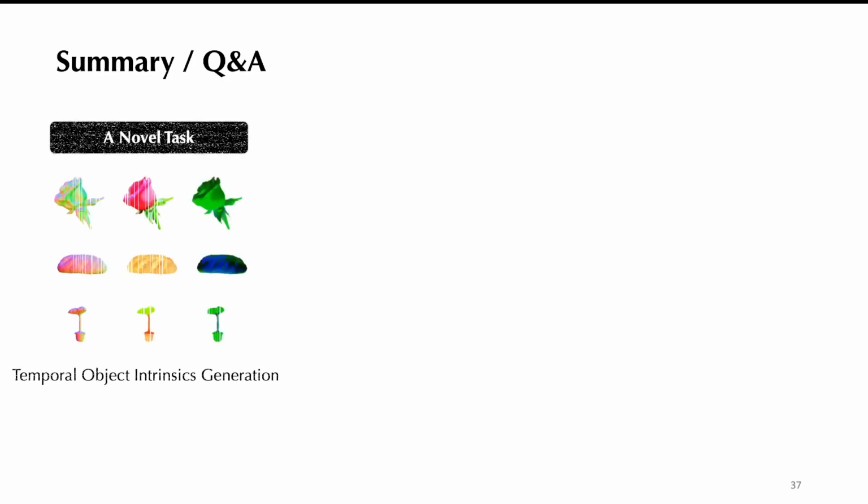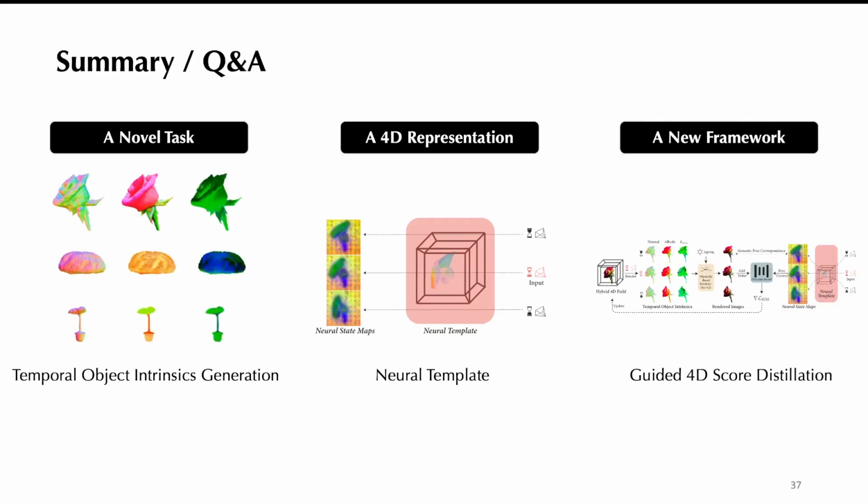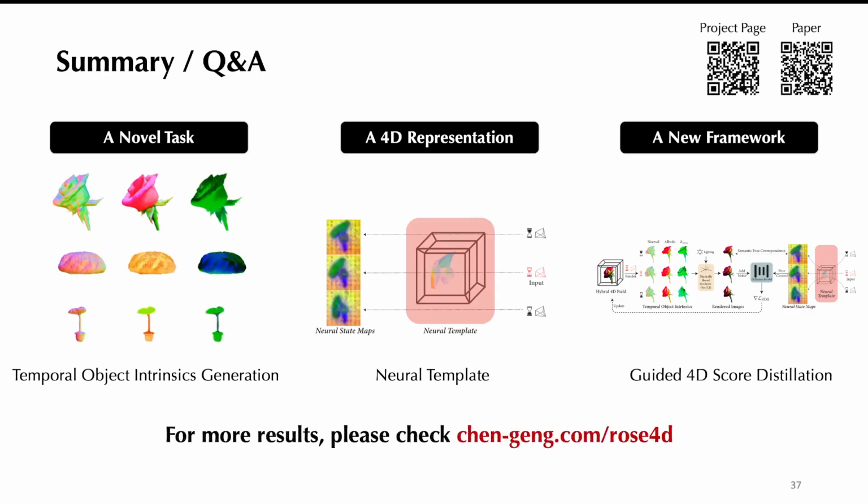So, in conclusion, in this project, we propose a new task to explore, generating temporal object intrinsics for natural phenomena. We propose a new intermediate representation, the neural template, to represent the 4D semantic changes in the dynamic process. Finally, we propose and test a new framework to accomplish this task. For more results, please check our website and our paper.